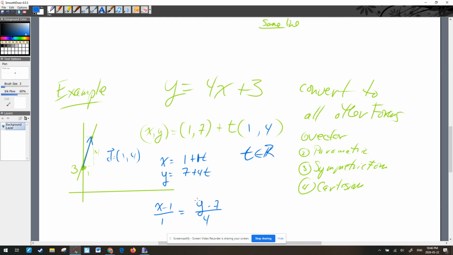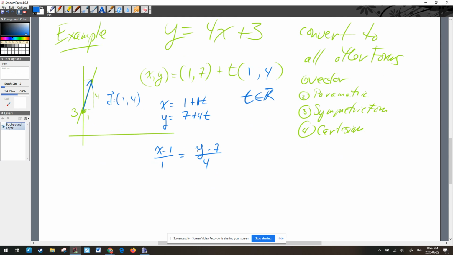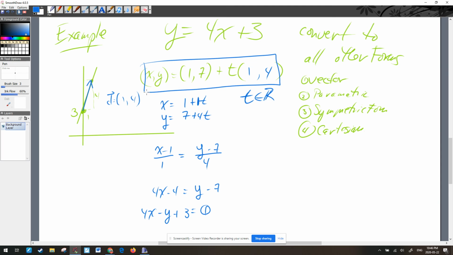And then the Cartesian form, I'm going to do it like this, I guess. It's going to cross multiply. So we're going to get 4x minus 4 is equal to y minus 7. I'm going to move that over. So we're going to get 4x minus y plus 3 equals 0. And there is the Cartesian form. So we've got vector form, parametric form, symmetric form, and Cartesian form.